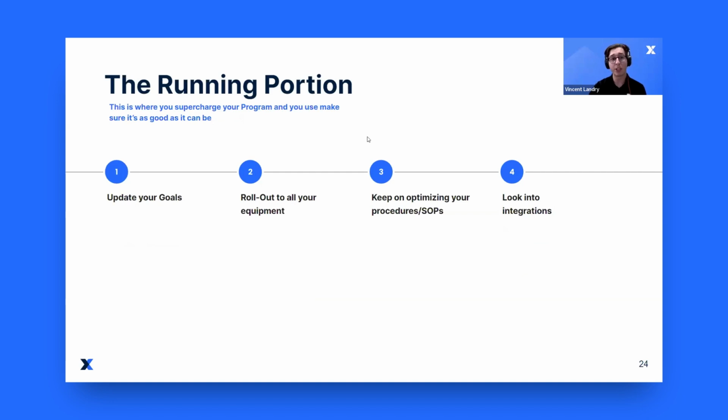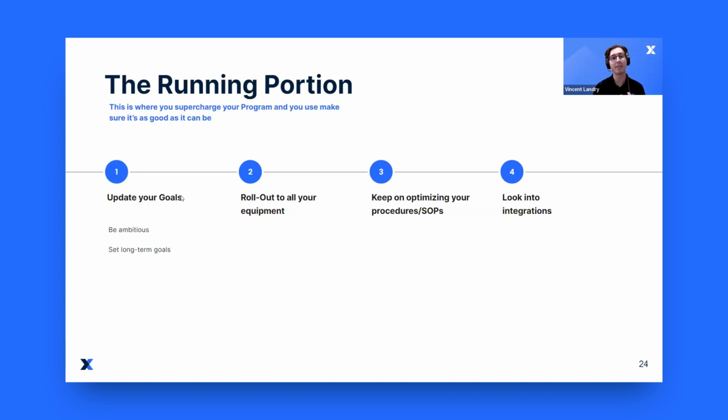Now, the running portion, this is where you supercharge your program and you make sure that it's as good as it can be. So we crawled, we set up the basics, we walked, we made sure that we just keep improving our program. Now we're at the running portion. We're getting to the end. Things are running smoothly. We have some great success. The equipment is getting maintained. The production is getting better. Everything is doing well. And so it's time to make sure that we update our goals.